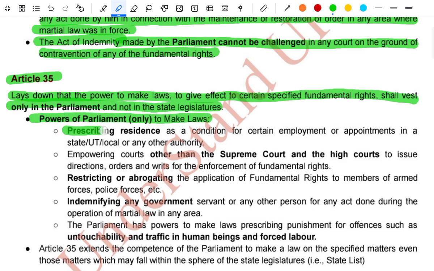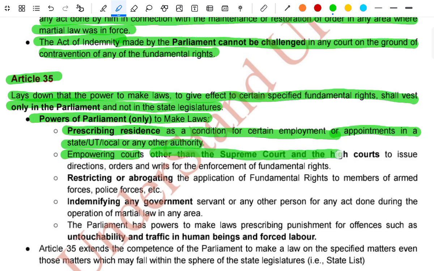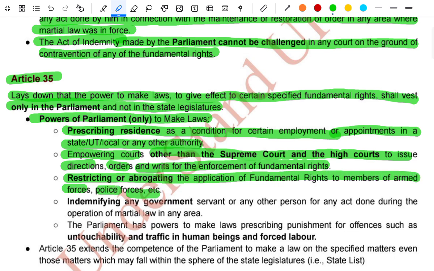Prescribing residence as a condition for certain employment or appointment in a state, UTs, and local or other authorities. Empowering courts other than the Supreme Court or the High Court to issue directions, orders, and writs for the enforcement of fundamental rights. Restricting or abrogating the application of fundamental rights to members of the armed forces, police, or other forces, etc.